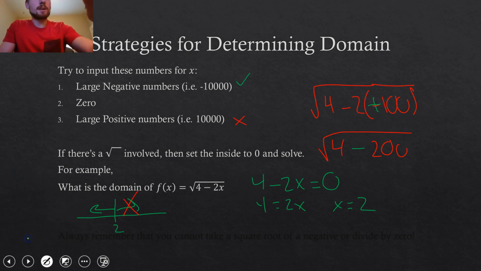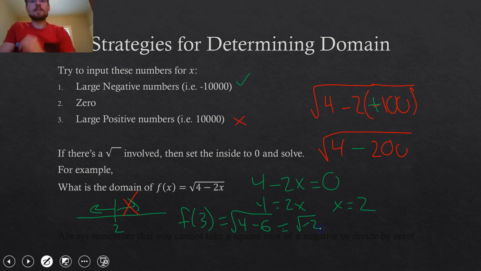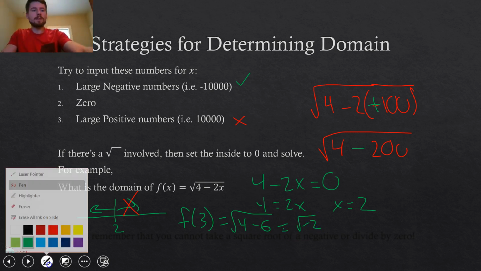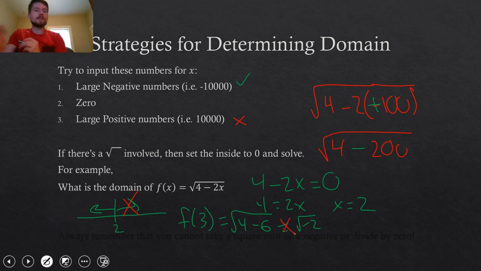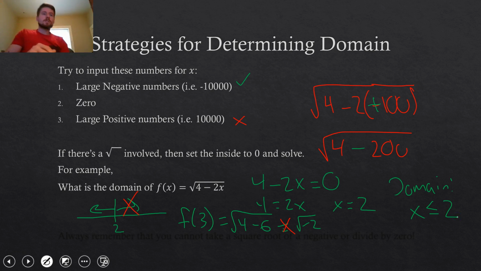But let's just test what happens if we plug f of 3 in. Then we're going to get the square root of 4 minus 6, and that's root negative 2. So that's no good, right? So that means we want all the numbers that are 2 and smaller. So here's our domain: x less than or equal to 2, all the numbers that are 2 and smaller.